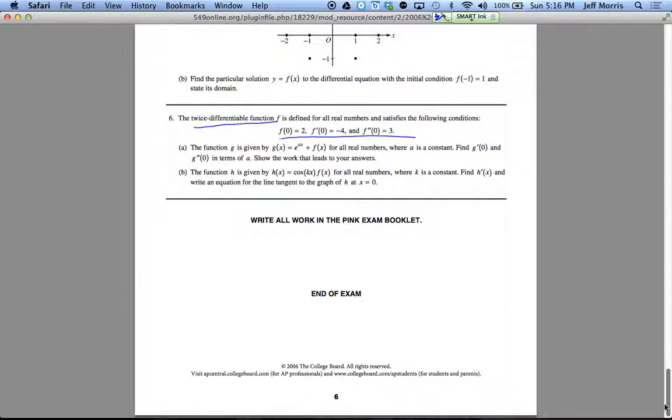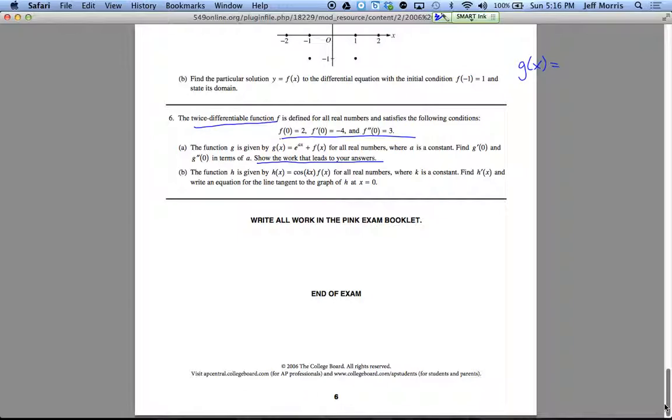So you got this junk, which is good. That's stuff you need to know. All right. The function g is given by g of x is equal to e to the a to the x power. A is a constant. Anytime they give you variables like that, they're constants. Plus f of x for all real numbers where a is a constant. Find g prime of 0, g double prime of 0 in terms of a. You okay? Show the work that leads to your answer. All right, here we go.